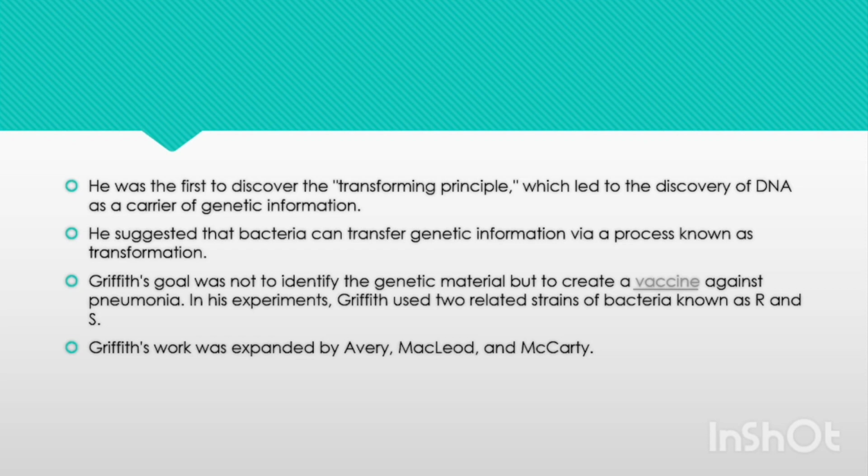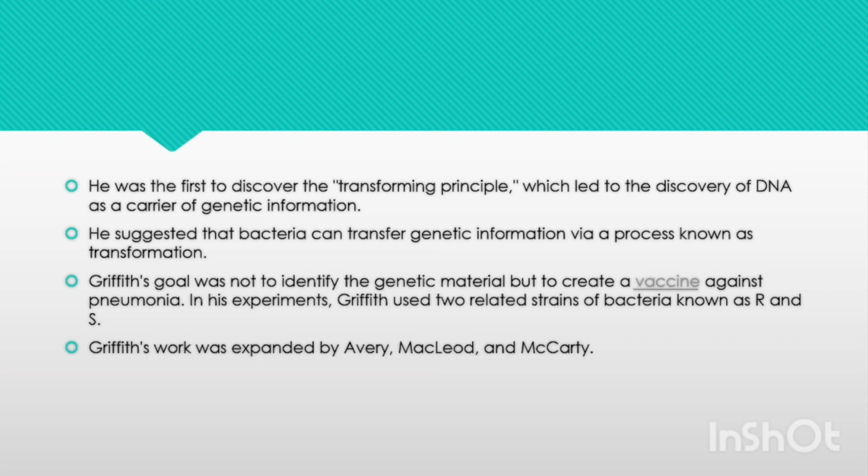He mainly conducted this experiment to find a vaccine against pneumonia, which was a very deadly disease at that time. He started out to create a vaccine against pneumonia, but he ended up finding the genetic material. In this experiment, Griffith used two related strains of bacteria known as the R and S strains. Griffith's work was later expanded by Avery.